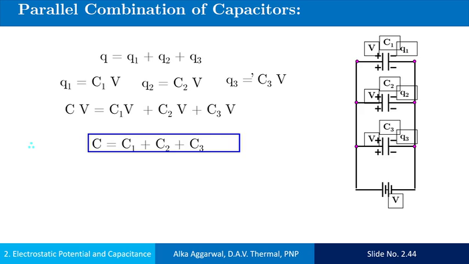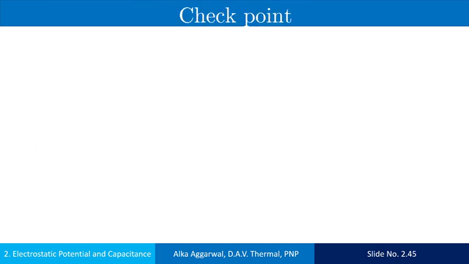individual capacitances. For example, if there are capacitors of capacitances 300 microfarad, 400 microfarad, 500 microfarad connected in parallel, then their equivalent capacitance is sum of 300 plus 400 and 500 microfarad, which is equal to 1200 microfarad. Now, it is a checkpoint.